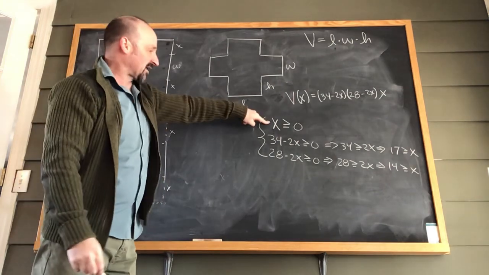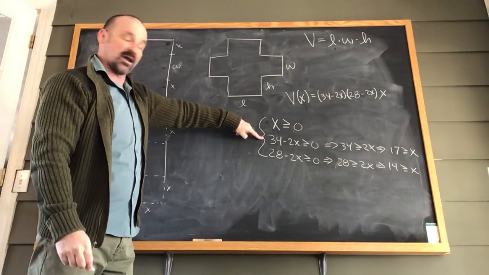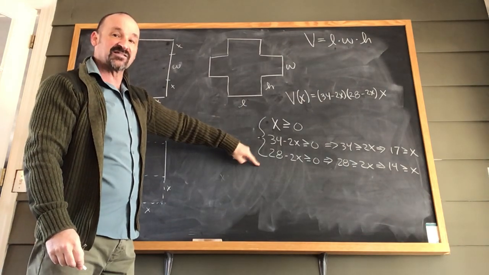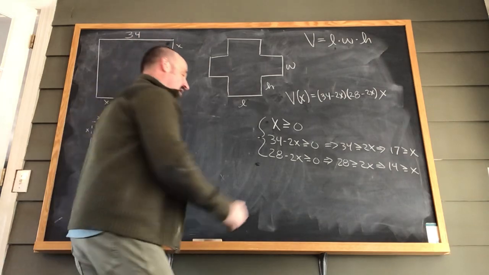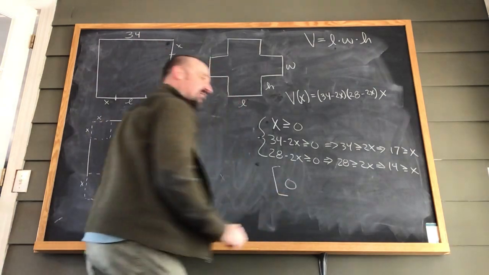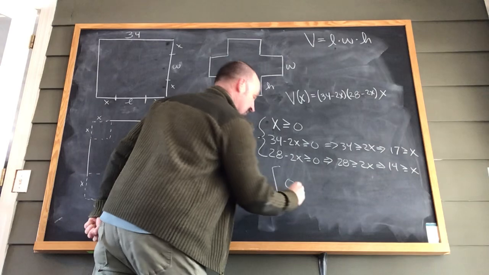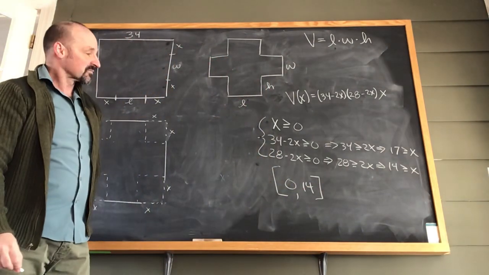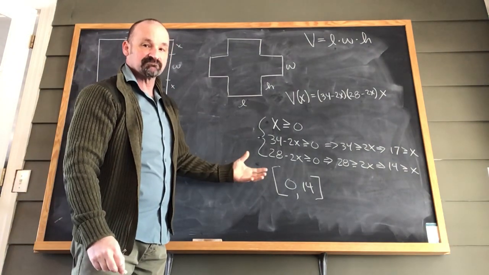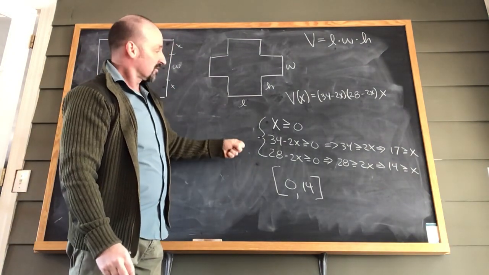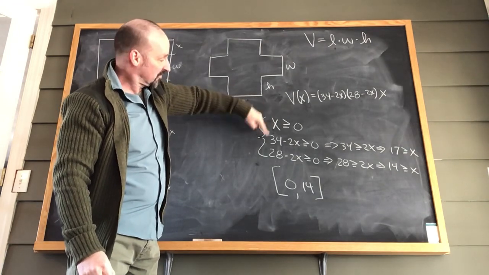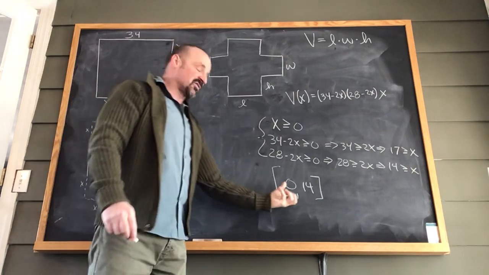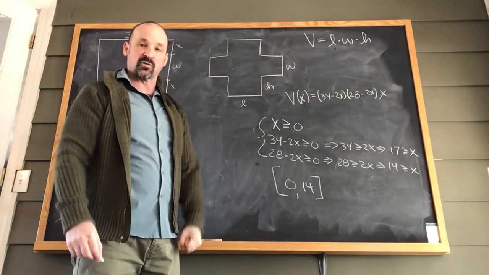Okay, so x has to be greater than or equal to 0, and it's got to be less than or equal to 17, and it's got to be less than or equal to 14. So the x's that satisfy all three of these are all those x's that are greater than or equal to 0, and less than or equal to 14. 15 does not satisfy this. 15 would satisfy this one, 15 would satisfy this one, but 15 doesn't satisfy this one. So the domain for this problem is x has got to be between 0 and 14 inclusive.